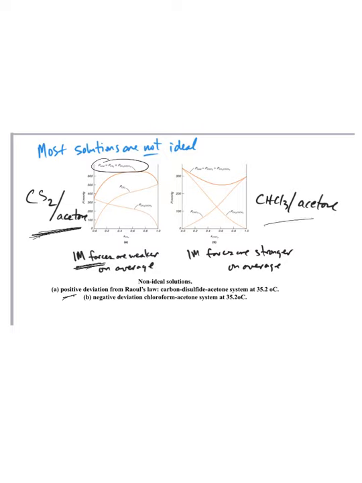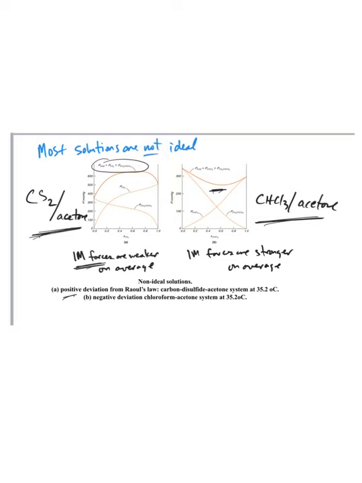What if the new component, in this case I have chloroform and acetone, what if their intermolecular forces are stronger than the average of the two pure solvents? Well, then you see a negative deviation. Basically, the vapor pressure of this mixture is less than you would have predicted just by adding up the values that you would have gotten from Raoult's law.